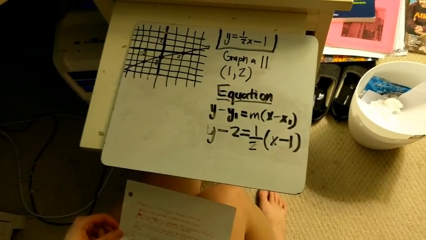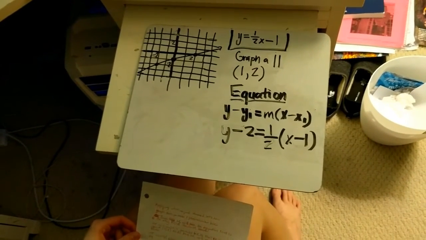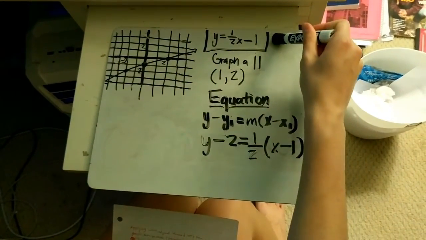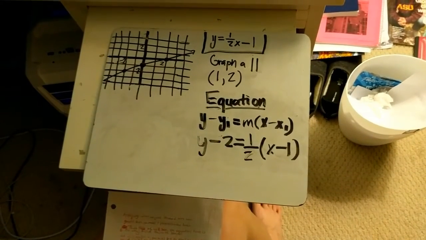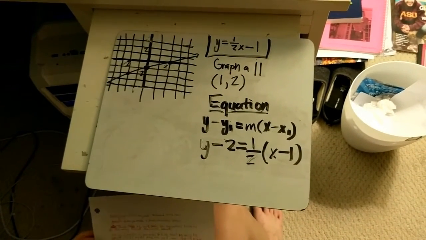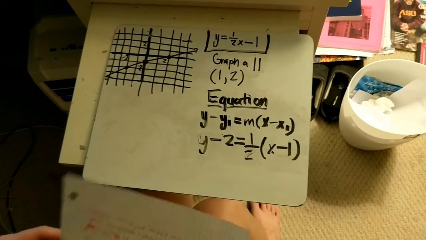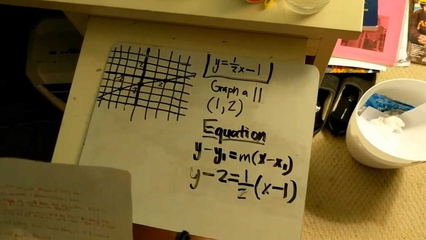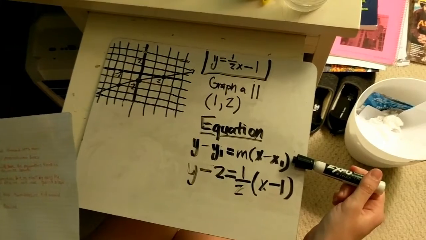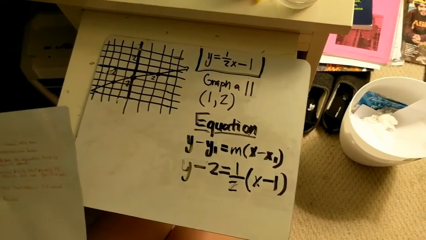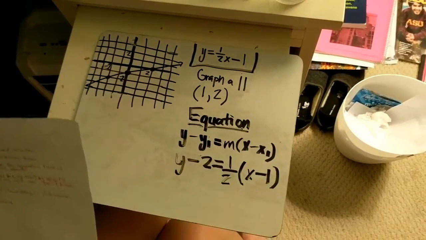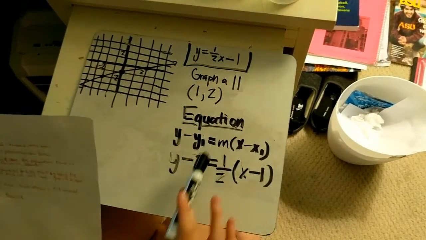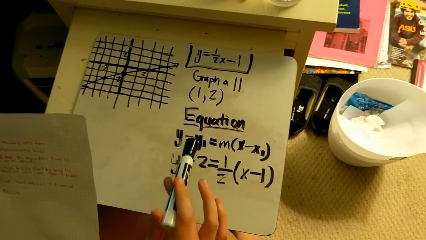Applying what we just learned, let's now graph some parallel and perpendicular lines. To do this, we will use the equation at the very top of the whiteboard: y is equal to 1/2x minus 1. We will graph a parallel line to that by using the point (1, 2). To do this, we will use point-slope form: y minus y1 equals m times x minus x1. We will plug in 1 and 2, our point, into point-slope form.